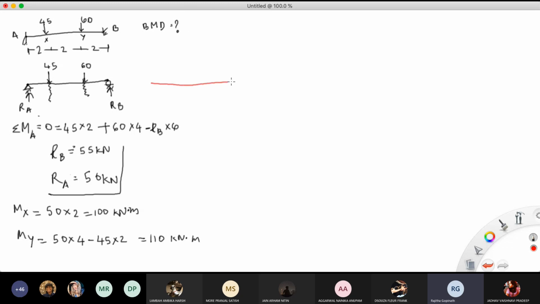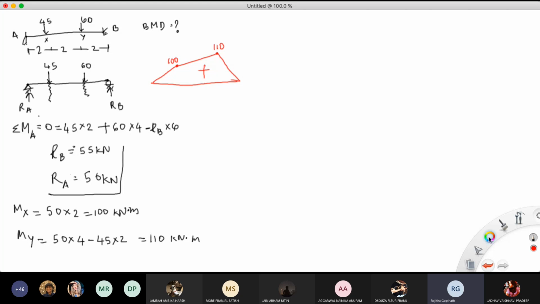Okay. So if I want to draw the bending moment diagram for the positive area, it is going to look like this. Here Mx is 100 and My is 110. So it increases a little to 110 and from there goes to 0. So this is 100, this is 110, and this is all positive.